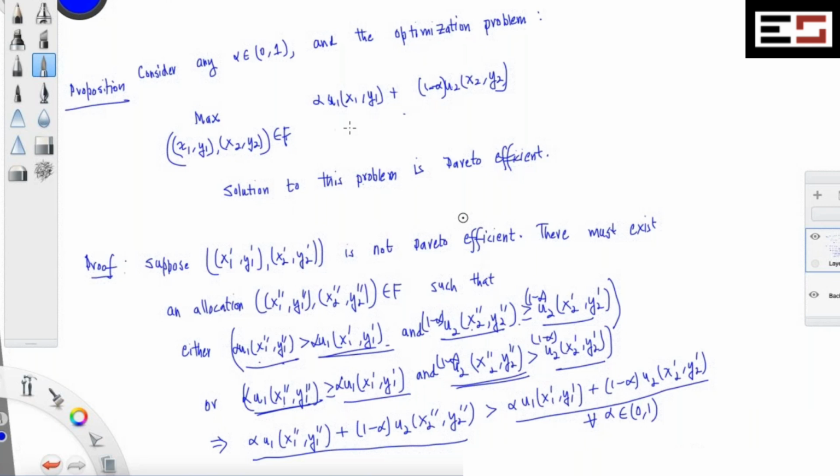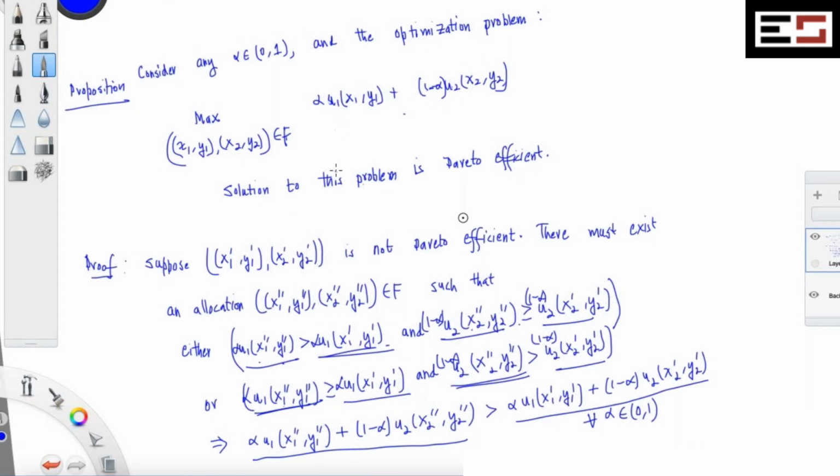So anytime you are given a problem to show that a particular allocation is efficient, you can try this. But as I've said, these are not necessary conditions. This is a sufficient condition. This is not a necessary condition. Okay, so it is possible that for some Pareto efficient allocations, it may not be the case that such an alpha exists. Then you'll have to try other ways to check for efficiency. But this is something that will work in many cases.